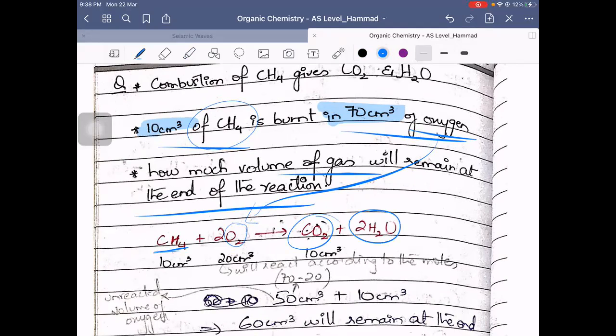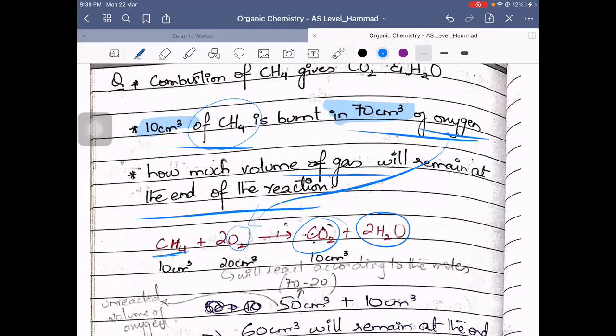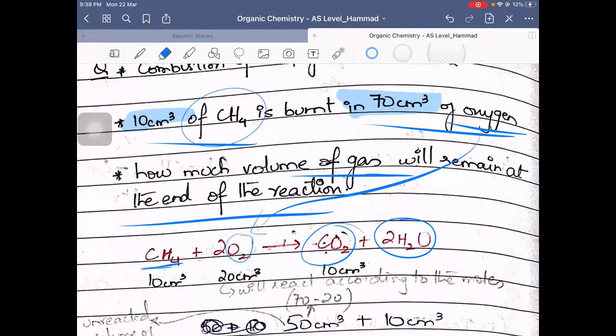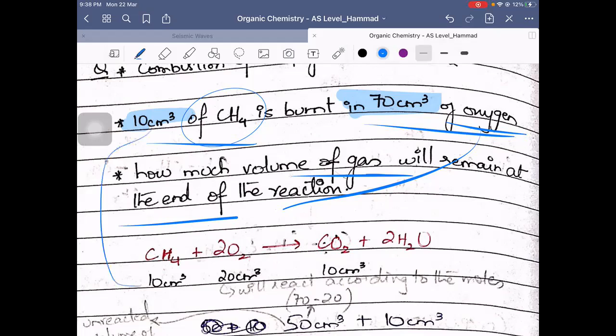Simply balance the equation. Okay, I balanced it, and I have the equation CH4 plus 2O2 gives you carbon dioxide plus 2H2O. Now this simply means, let's say for example, if I'm using 10 centimeter cube of methane, then according to this equation, it is a 1:2 ratio, right? So only 20 centimeter cube of oxygen was required to burn it.